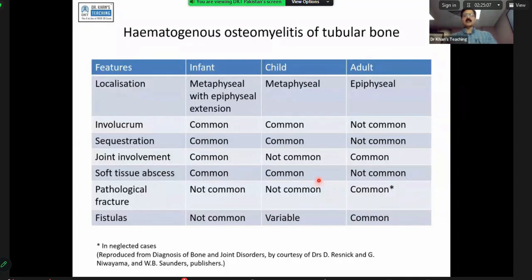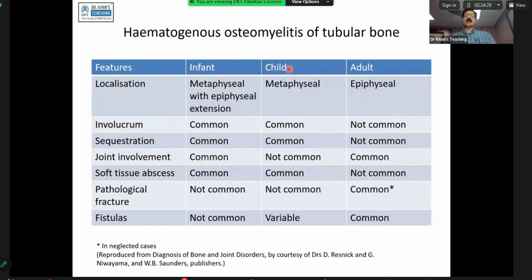One key point to remember is the pattern of hematogenous osteomyelitis of tubular bone. The key point to remember, you can take a screenshot of this one, is that in infants and adults there is something common. What is common? That usually in infants there is metaphyseal osteomyelitis which extends to the epiphysis. So joint involvement is common. Similarly, in adults, the infection is epiphyseal, and that's why joint involvement is common.